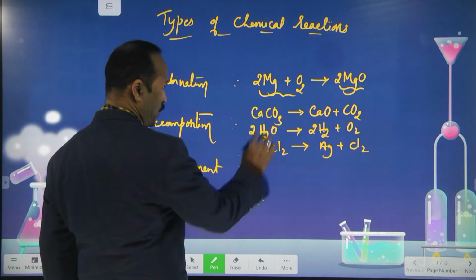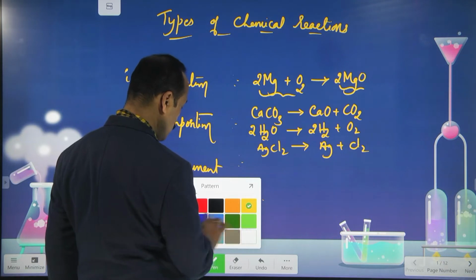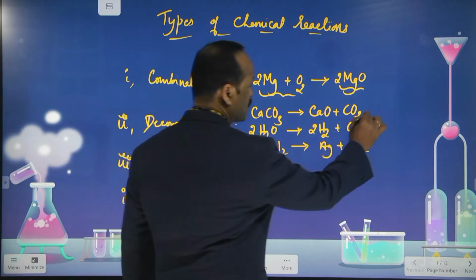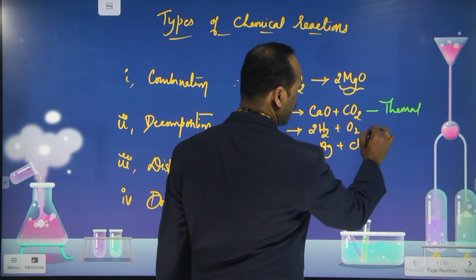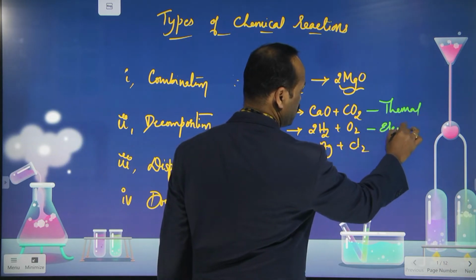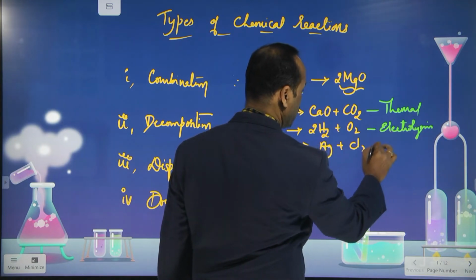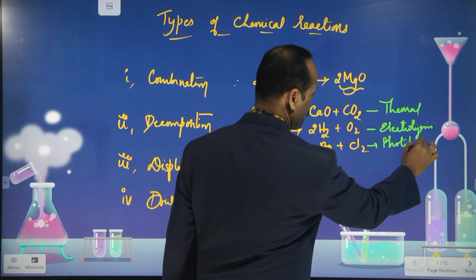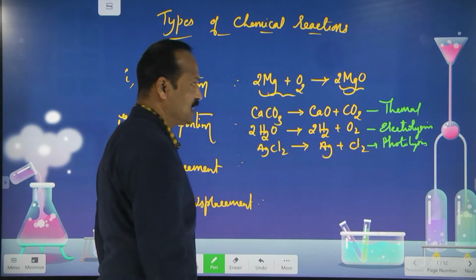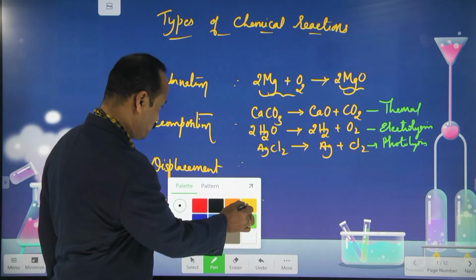So in these 3, the first one is thermal decomposition, the second one is electrolysis, and the third one is photolysis, meaning in the presence of light. So these 3 types of reactions we discussed under decomposition.